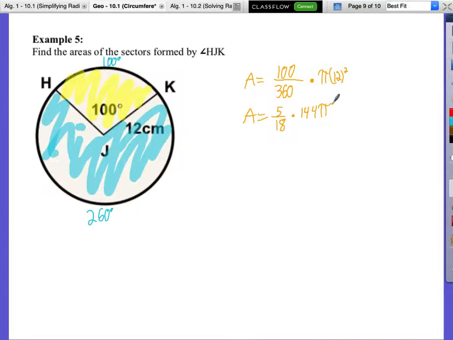Okay, we reduce that to 5 over 18ths times 144 pi. Now we can take 144 times 5 and we get 720 over 18 pi. Remember that pi can either be on top or out to the side. Either way is okay. And it reduces to what? 40 over 1, which is really just what? 40. So it ends up just being 40 pi square centimeters.